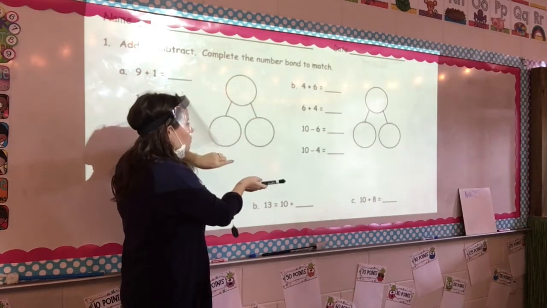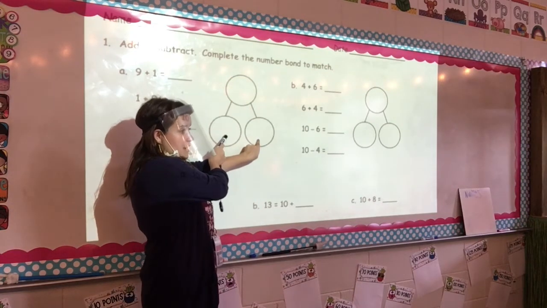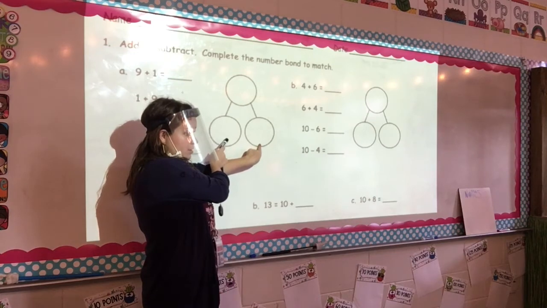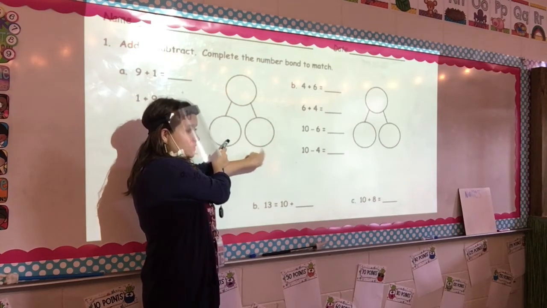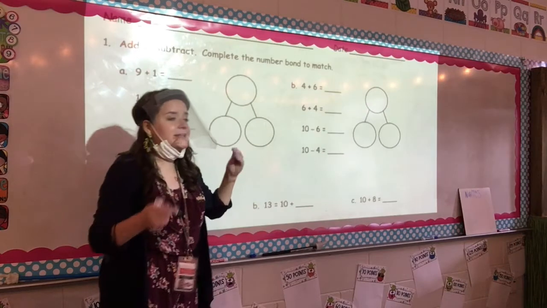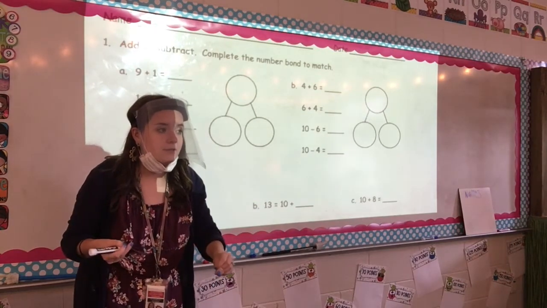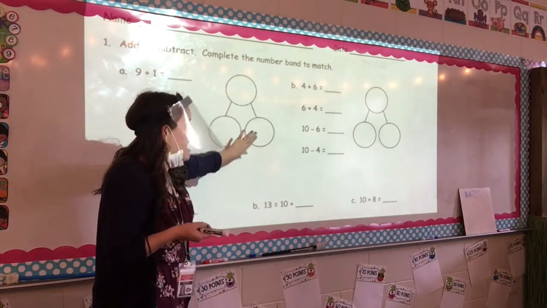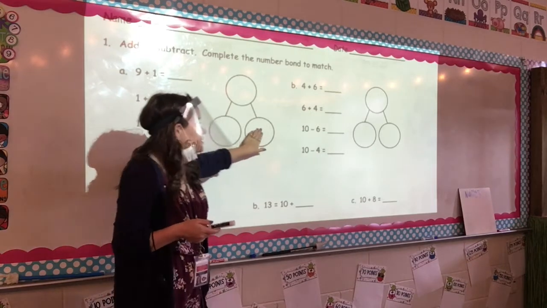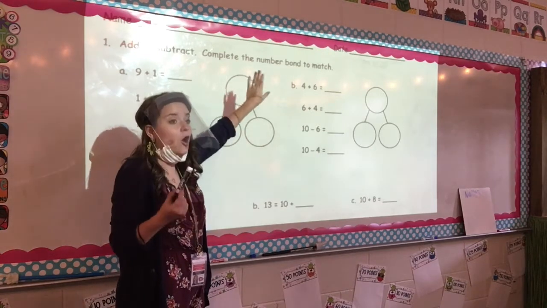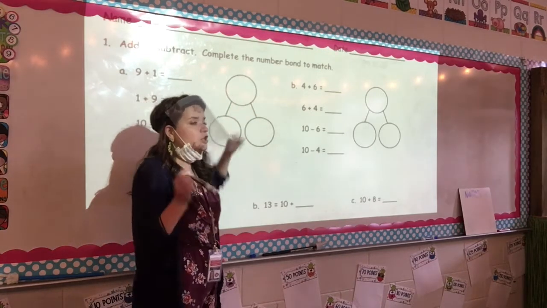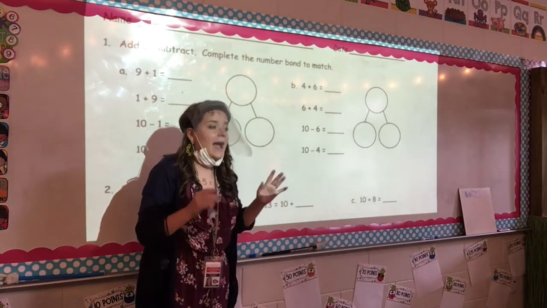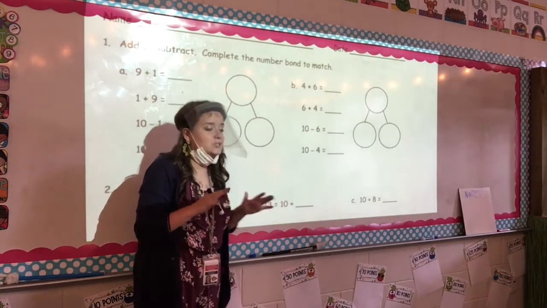Do you remember what we call these 2 numbers? Anna, you remember? The parts. Every time we do a number bond, we should be able to add the 2 parts together to get the whole number. So we're going to practice by putting some numbers into the number bond.